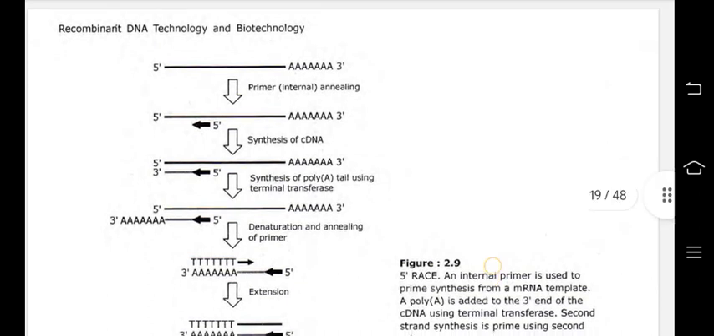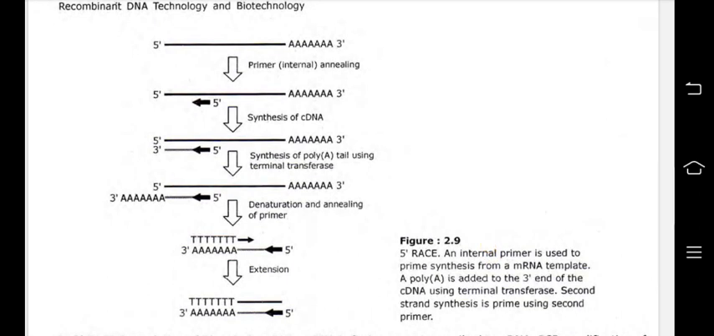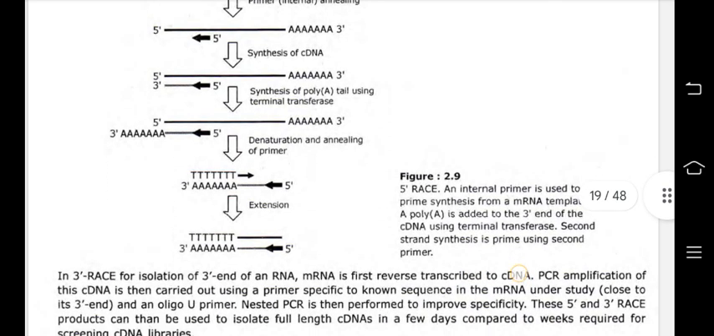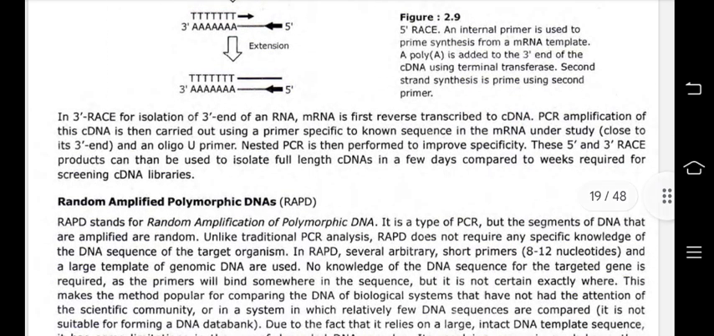Recombinant DNA technology and biotechnology: primer, internal annealing, then synthesis of cDNA, then synthesis of poly A tail using terminal transferase, denaturation and annealing of primer, extension, 5' RACE. An internal primer is used to prime synthesis from an mRNA template. A poly A is added to the 3' end of the cDNA using terminal transferase. Second strand synthesis is primed using a second primer.